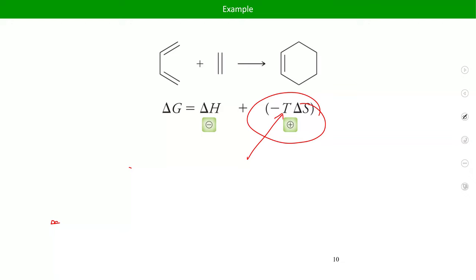And I believe on the practice test, that's how it asks you: is this reaction going to be favorable at low temperatures, high temperatures, both or neither? Right? Because those are the four options.